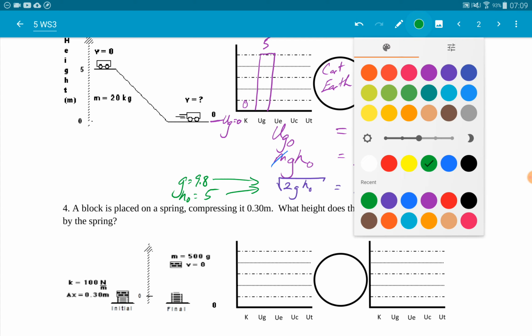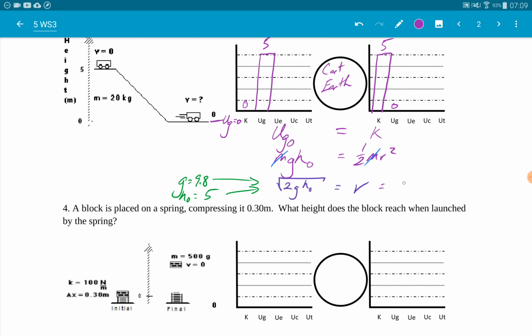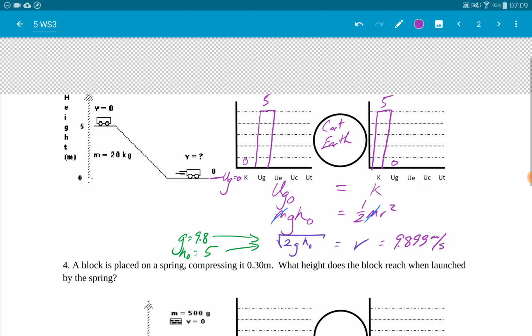Wait, it's the same velocity as the last problem because it's the exact same numbers. So is that 9.988, I think? Let's see, I still have it in my calculator. 9.899, sorry. 9.899. And we get the exact same velocity.